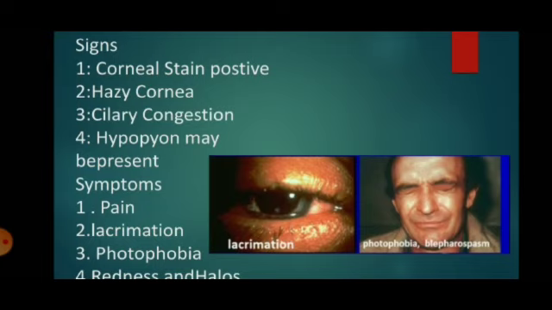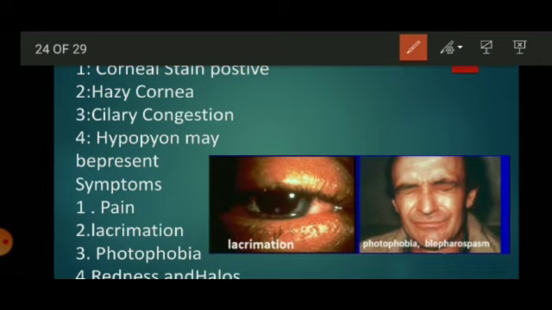Due to the same nerve supply, the lacrimal gland and cornea both being supplied by the ophthalmic division of the trigeminal nerve, there will be reflex oversecretion of tears. Due to corneal opacity, the patient will be unable to see. The patient has a photophobic nature; he doesn't want light to enter his eyes. Blepharospasm will be there, a tight closure of the eyelid. Redness due to ciliary congestion, and halos. Due to corneal edema, some patients can feel halos around the source of light.